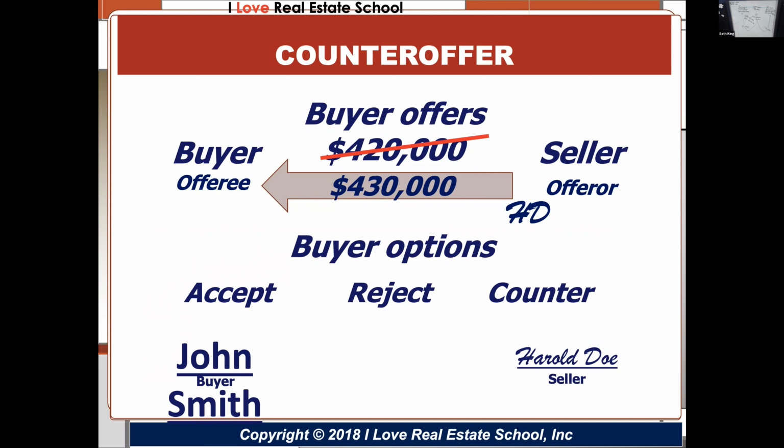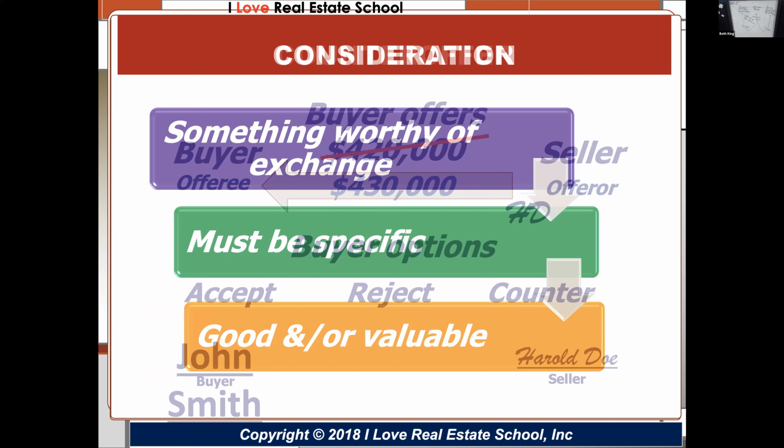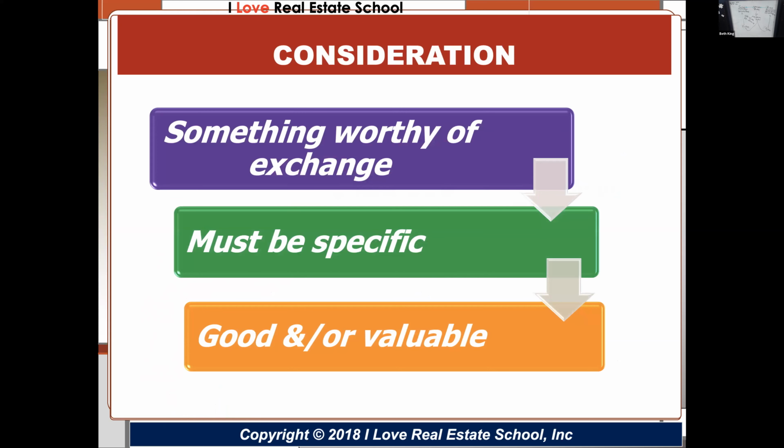So that's number 1. The second thing you need to have a valid contract is consideration. Consideration is defined as something worthy of exchange. It must be specific, and it's good and/or valuable to both parties. So what is the most typical form of consideration in real estate?